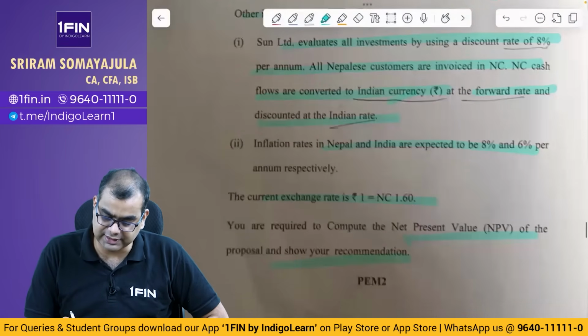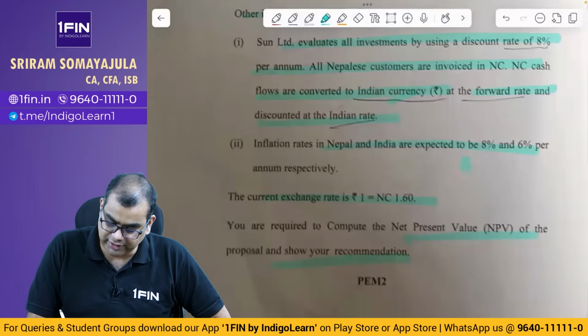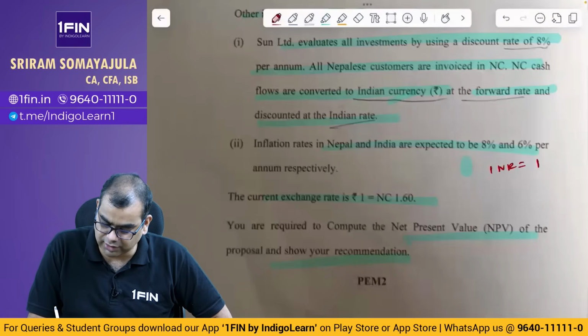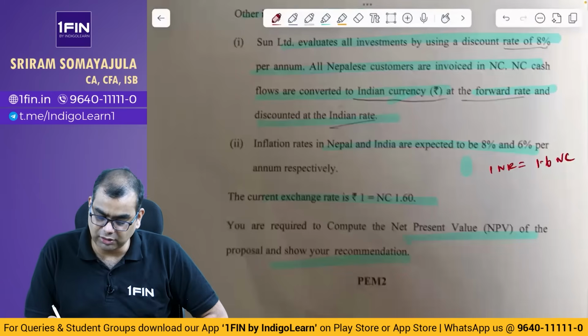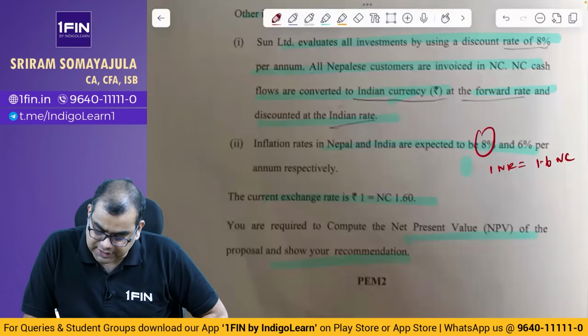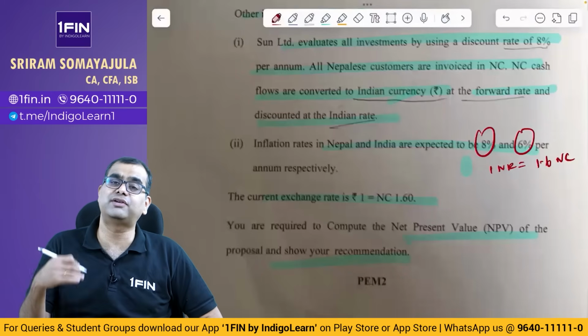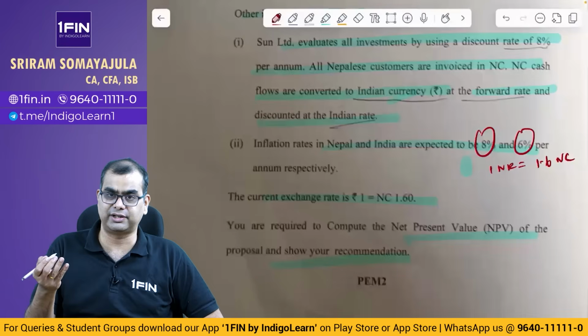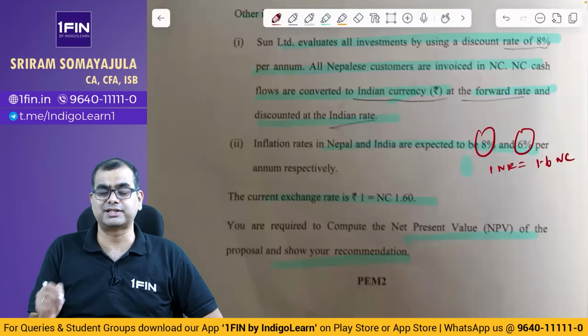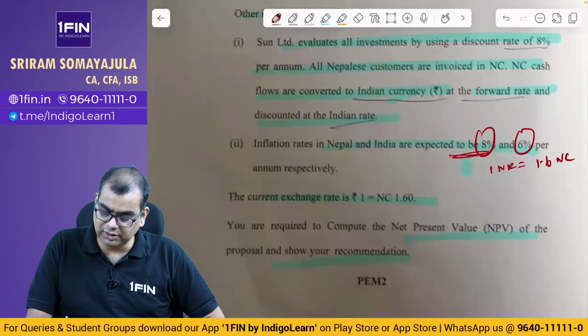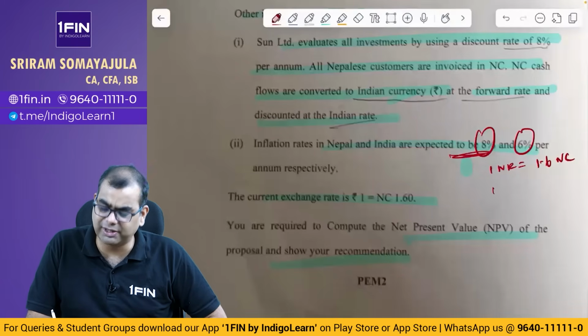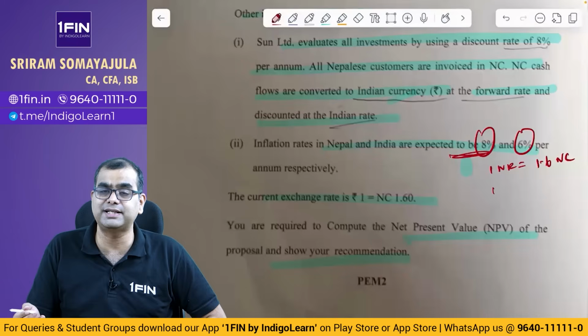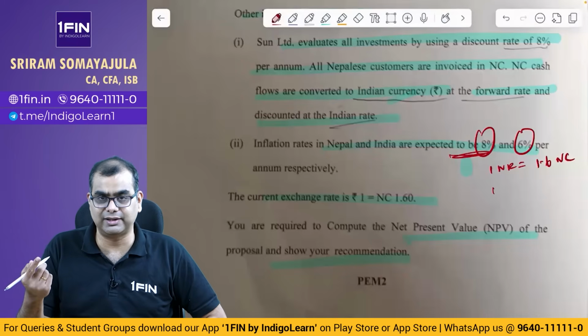So what does this current exchange rate of 1.6 mean? Today, 1 INR is equal to 1.6 NC. Now Nepal's rate is 8% and India's rate is 6%. Whichever currency has the higher inflation rate or interest rate, please remember, according to exchange rate theories, that currency will depreciate. So if it is depreciating, 1 INR will become, let's say, 1.7, 1.8 NC, as NC is depreciating.